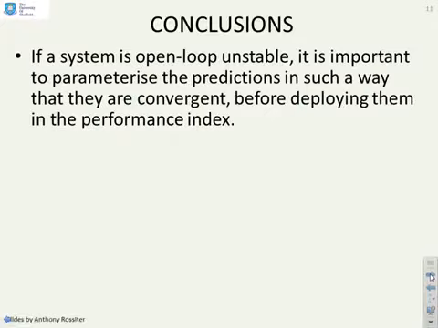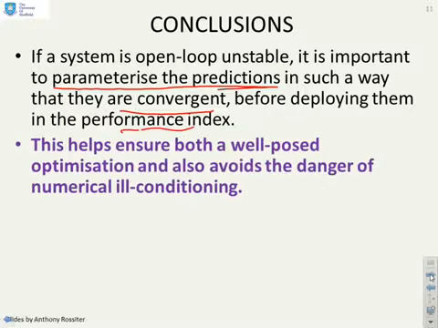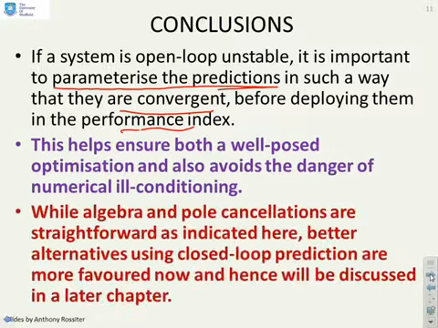So the conclusions. If a system is open loop unstable, it's important to parameterize the predictions in such a way that they're convergent before you put them into the performance index. And this helps ensure both a well-posed optimization and also avoids the danger of numerical ill conditioning. Now, algebra and pole cancellations are straightforward, as we've indicated here.